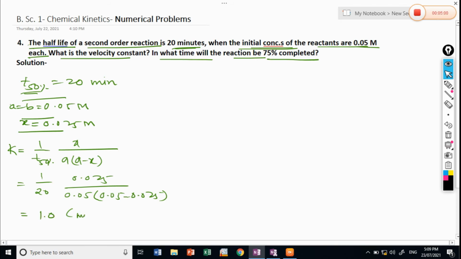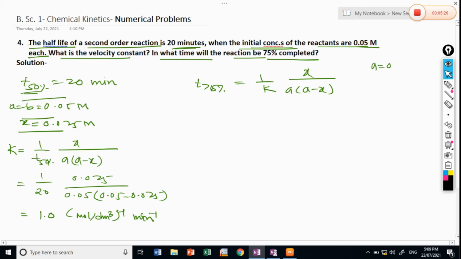If you solve this, you will get the value of K is 1.0 mole per dm cube inverse and minute inverse. Now for T75%, again we will use the same formula, 1 upon K, X divided by A into A minus X.